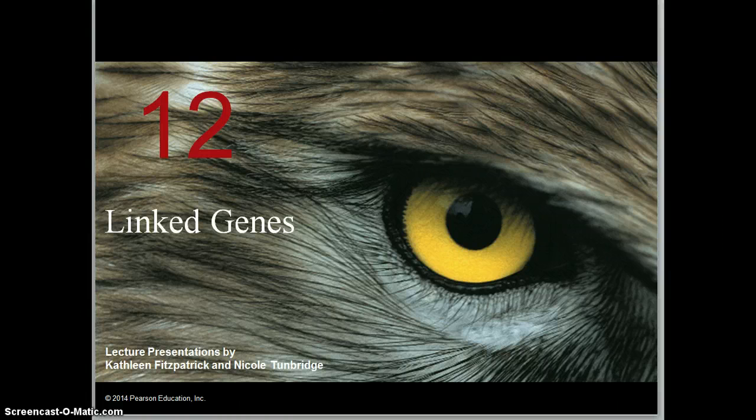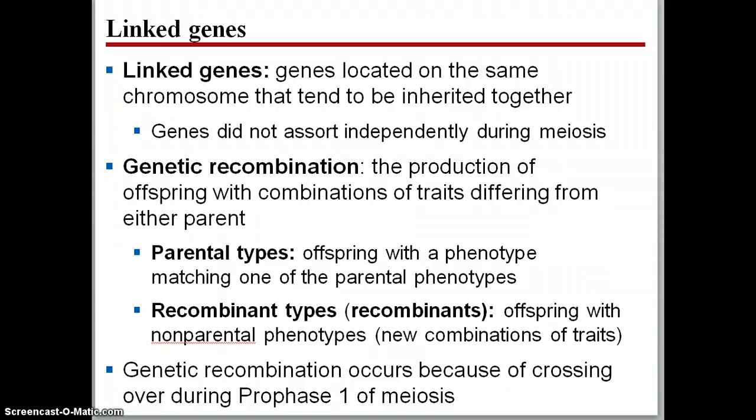Ladies, today I'm going to go through the end of chapter 12 on linked genes. So what is a linked gene? Well, linked genes are genes that are located on the same chromosome that tend to be inherited together.